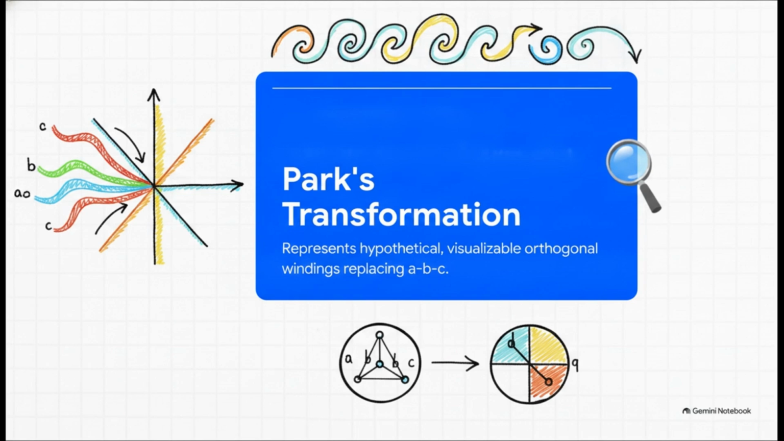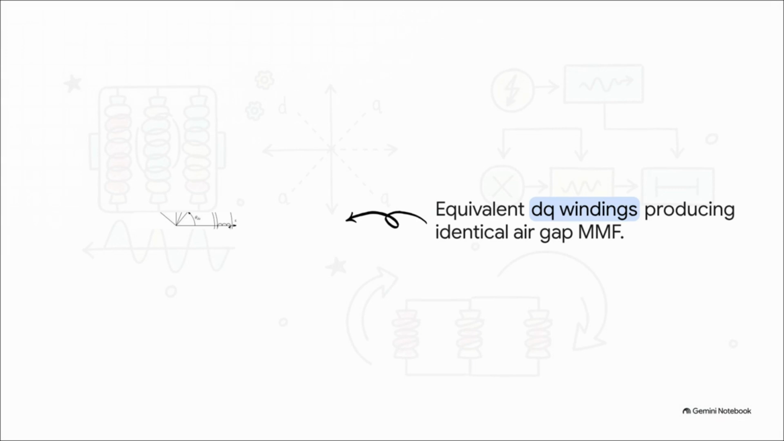Fundamentally, Park's transformation represents the physical realization of two hypothetical, visually distinct orthogonal windings that perfectly replace our three physical ABC windings. And this graphic right here brilliantly illustrates exactly what we're aiming for. The exact same air gap magnetomotive force, the MMF, that's produced by three overlapping phase windings can be identically created by just two orthogonal windings. One is positioned along the D-axis and the other along the Q-axis. We are essentially tricking the motor's physics. From the perspective of the air gap, these two virtual coils are literally indistinguishable from the three real ones.